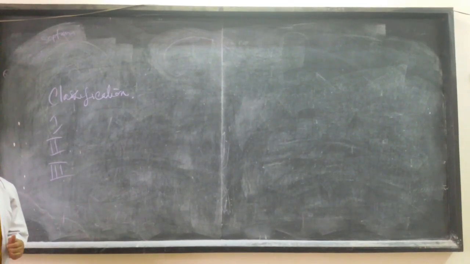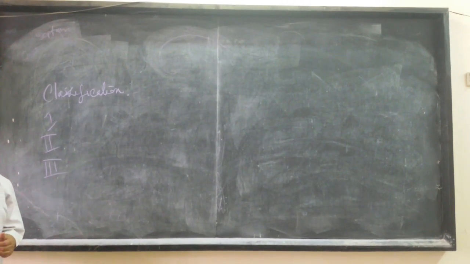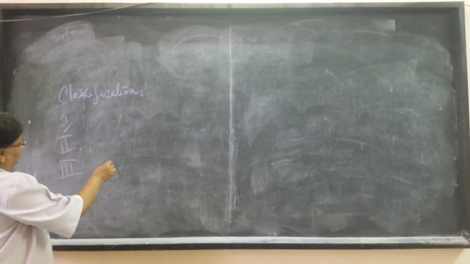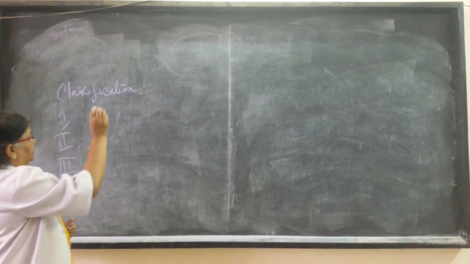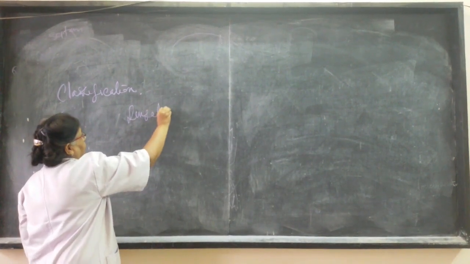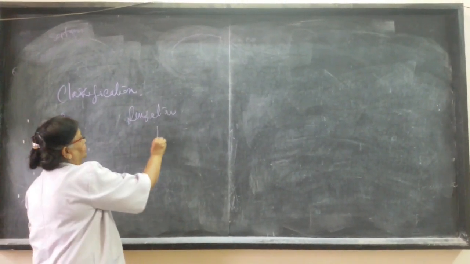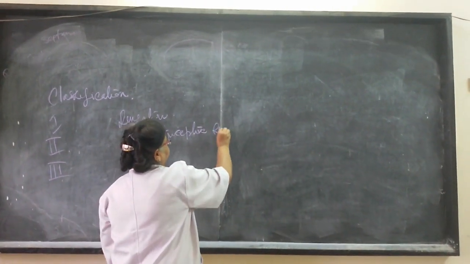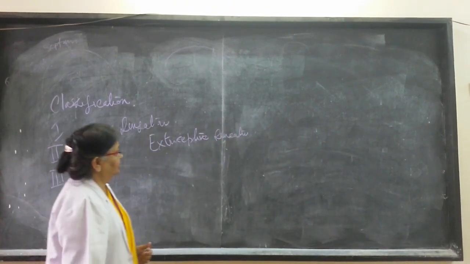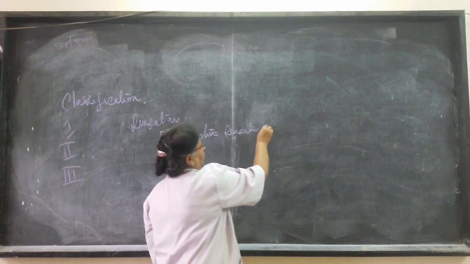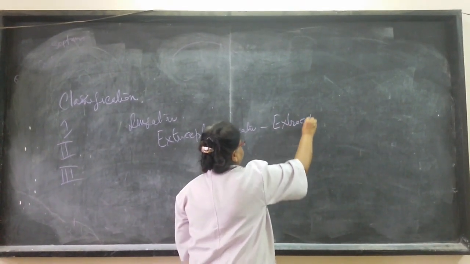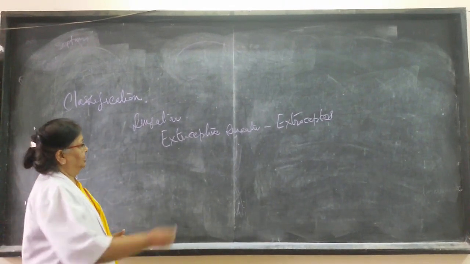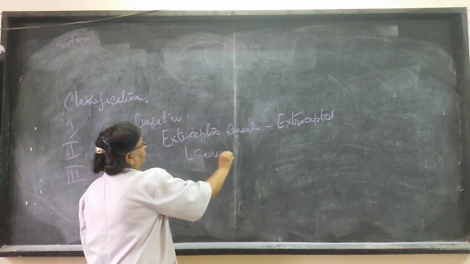Now coming to the third mode of classification. This is according to the role of the receptors with the sensory activities. The sensations we have seen are of different types. One is exteroceptive sensation, and the receptors for exteroceptive sensations are known as exteroceptors. Exteroceptive sensations, as you know, are of two types: general and special.